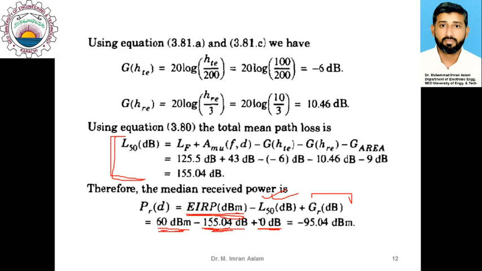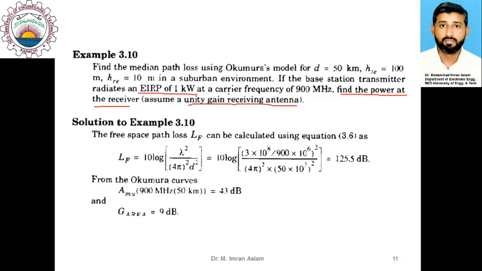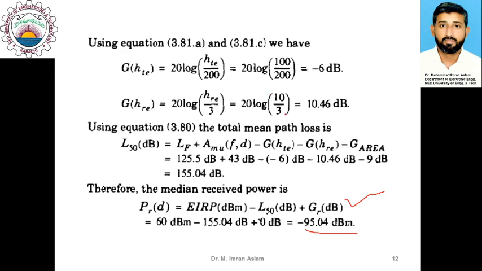So we know all three terms here. EIRP is 60 dBm, the loss is 155.04 dB, and the receive antenna gain is 0 dB. If you simplify, you would see that the overall received power will be minus 95.04 dBm at the receiver side. So you have calculated the received power using this simple relationship between transmit power and received power. If you want, you can convert it back to kilowatts, but for our problem it's sufficient to calculate the received power in dBm.